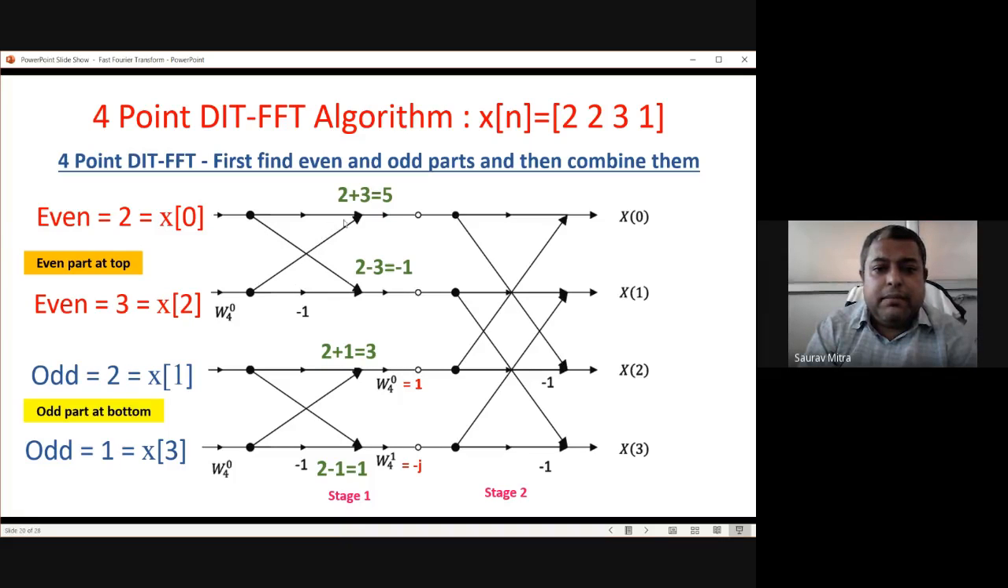So this thing goes up, 3 into 2, so there is no minus here. So 3 plus 2 is 5, and here the 2 comes, and 3 into minus 1, so 2 minus 3 is minus 1. So this is the stage 1 output.